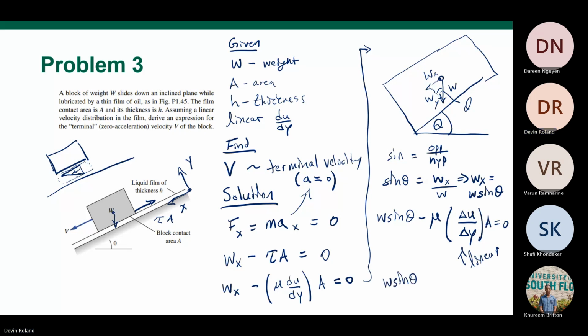Okay. So then what we can say is that W sine of theta minus mu times, I'm going to rewrite that delta u as the velocity of the block, the max velocity, the top velocity. So that's v minus 0 at the plate, and that's because we're assuming no slip condition at the plate. So there's no velocity at the plate surface. And then on the bottom, we're going to have our y. So this is going to be h, the thickness of our film, minus 0 at the plate surface. And then times A equals 0.